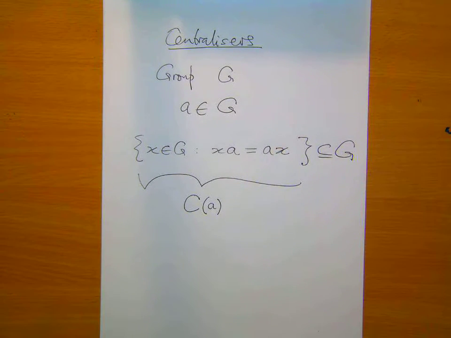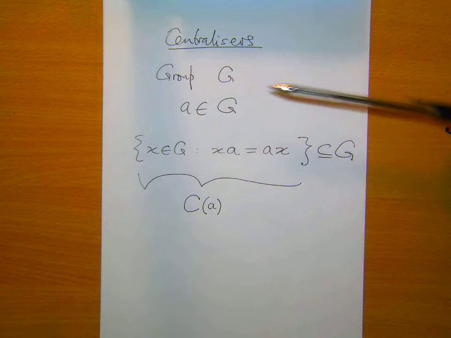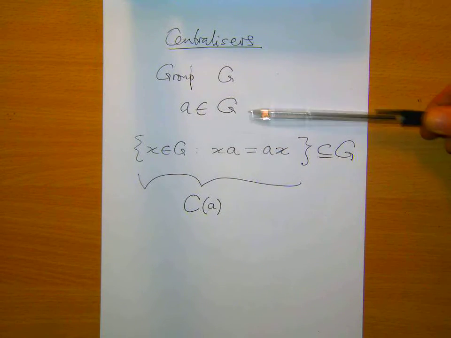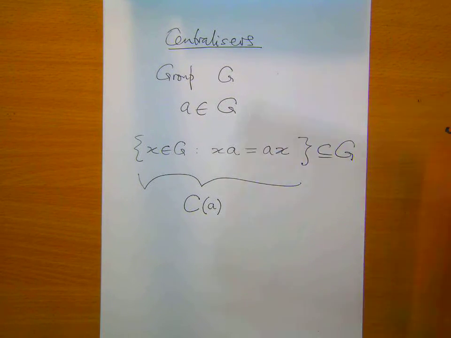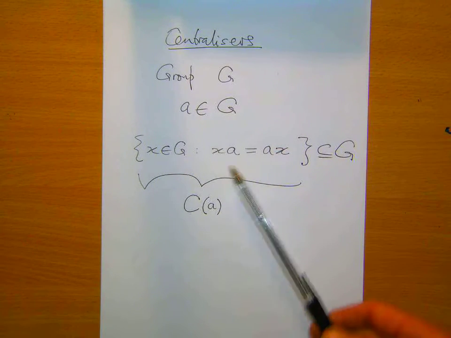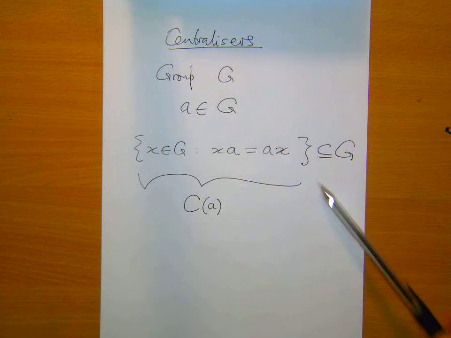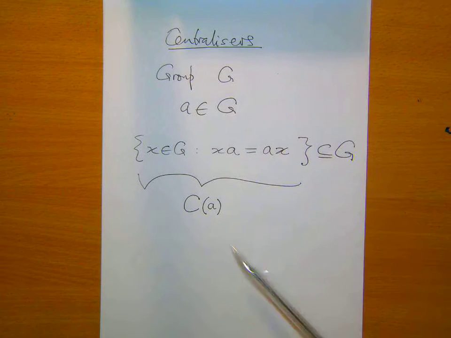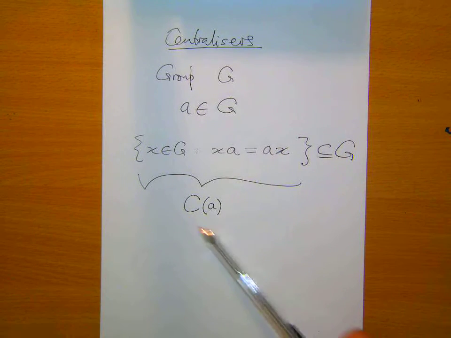Okay, so for the benefit of posterity, I'll just say what I've said again. I'm going to write down a proper definition in a second anyway. So we have a group G, we pick an element of G, and then we look at all x in G that commute with the given element A. So that's some subset of G, which we denote by capital C of A.